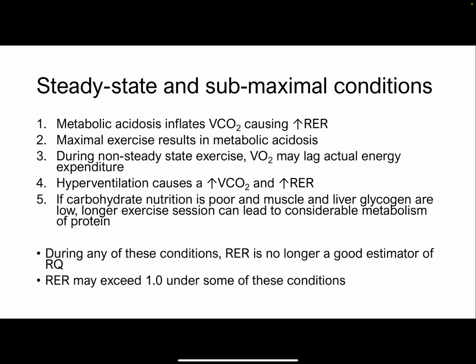But in order to determine steady state and how many calories you're using for a given activity, you need to stay away from these 5 conditions. First, if you've got metabolic acidosis, that causes you to breathe more, which will cause your VCO2 to be higher than normal, which will cause your RER to be higher than normal, and so you will overstate how much energy is actually being used. This happens during maximal exercise, right? You experience that exercise hyperventilation, likely in response to metabolic acidosis.